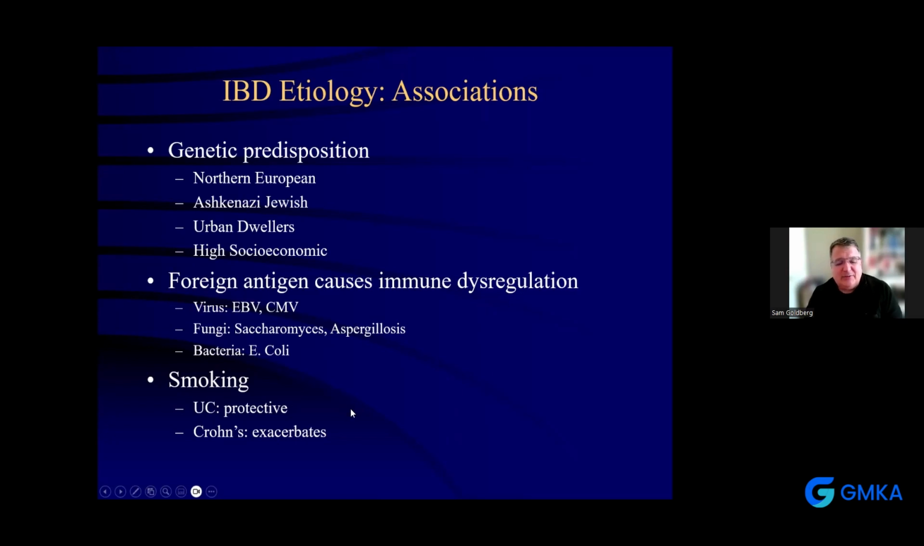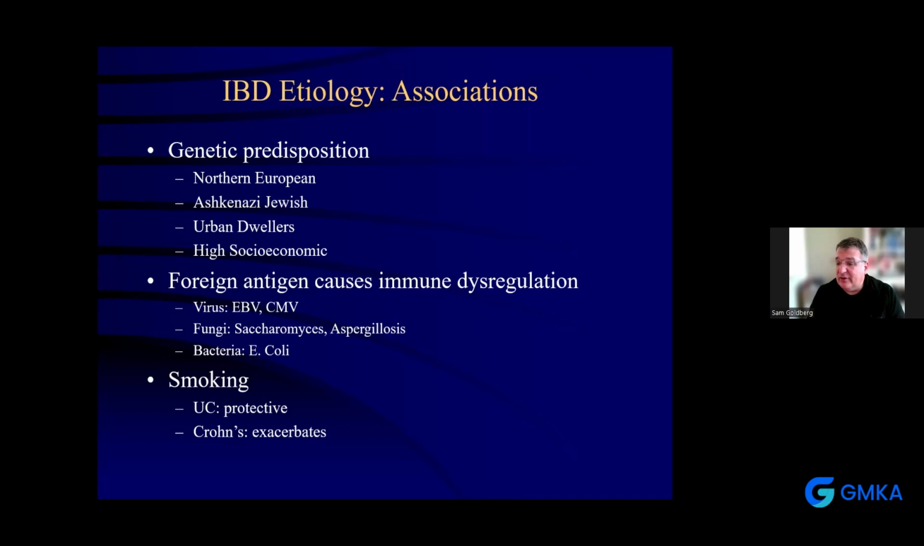So some of the theories behind inflammatory bowel disease is that some type of foreign antigen or lack of antigen causes immune dysregulation. What I have listed here are some viruses, some fungi, and even some bacteria. But some of this is that people are exposed to a certain bacteria and then they have an immune reaction, or lack of exposure to bacteria or other germs causes the body's immune system to attack itself instead of to focus on these invaders.